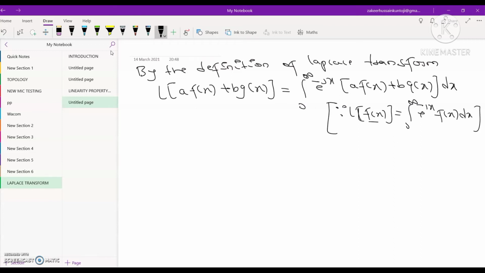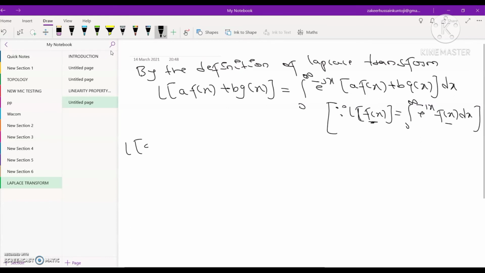Here you can see, here it is f of x, and here it is a into f of x plus b into g of x. And if we multiply any constant to a real valued function, it will again be a real valued function, and the addition of two real valued functions will again be a real valued function. So hence we can define the Laplace operator on this real valued function. I want to say that a into f of x plus b into g of x will again be a real valued function.